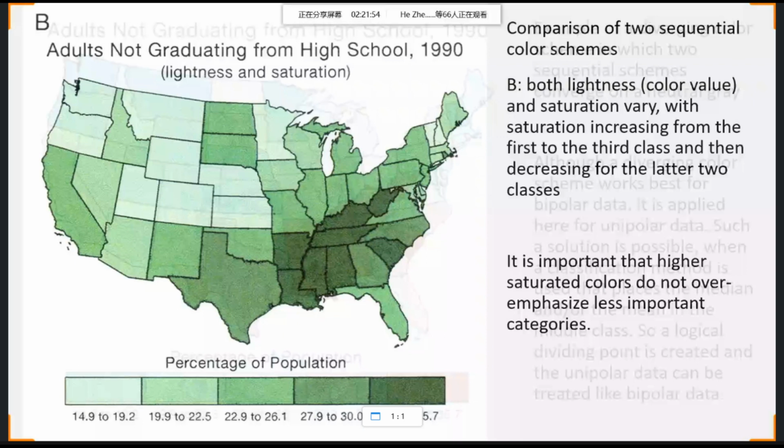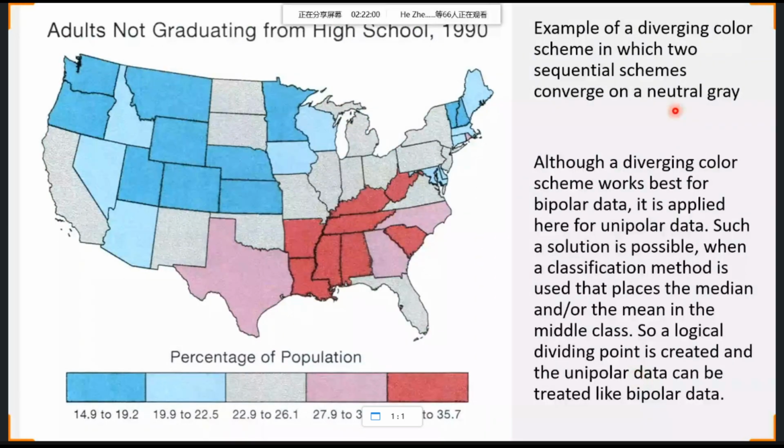Now, this is an example for a diverging color scheme in which two sequential schemes converge on a neutral gray. You have a central class. It's a gray value, and you have, in fact, two sequential schemes, although they're quite short, just two classes on each side. So we can say this is sequential, but altogether it's a diverging color scheme because it diverges in two directions from a diverging point in the center.